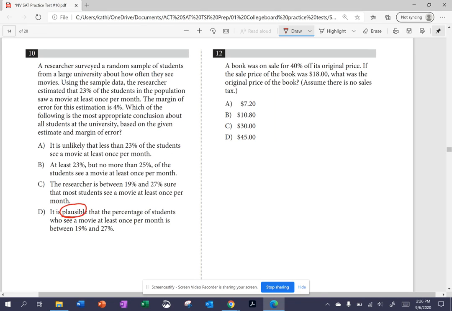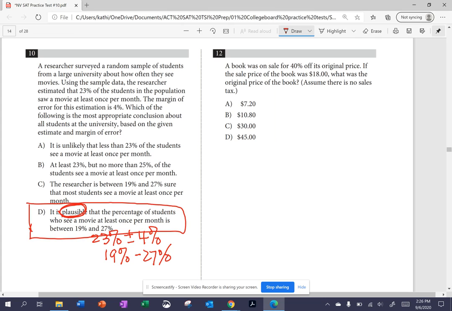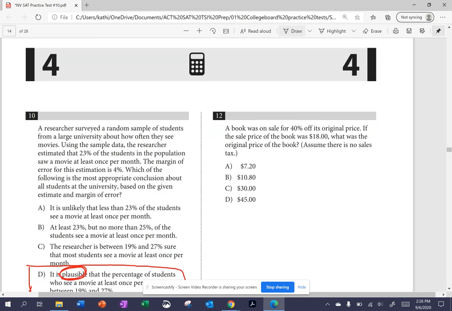So plausible means it's most likely to happen. And when I'm talking about 23% plus or minus 4%, that makes my range from 19% to 27%. So here's the most plausible conclusion. All right, 11.